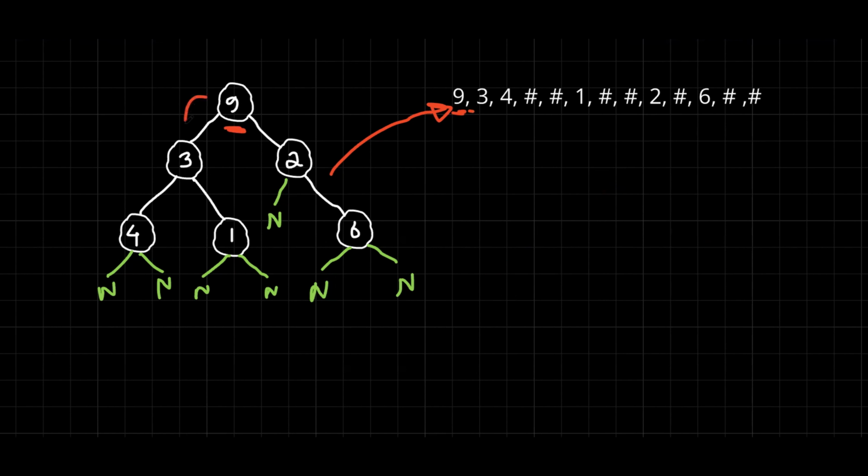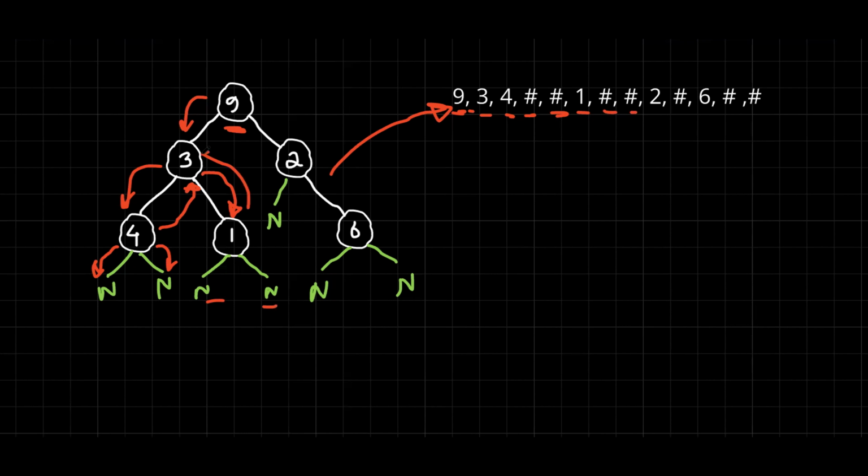Then we will process the left subtree, which is 3. After that, we will process the left subtree, which is 4. Then 4 has a left subtree, which is null, so it is represented by hash. Again, 4 has another subtree, which is null, and it is represented by hash. So the call will be back in node 3, so node 3 is processed here. Similarly, from node 3, we will go to node 1. So node 1 and these two hashes for its left and right children.